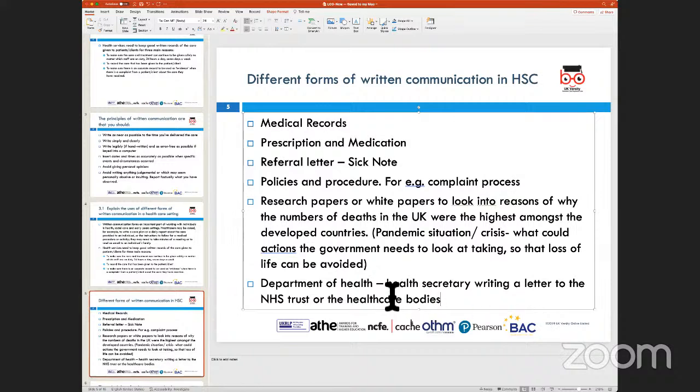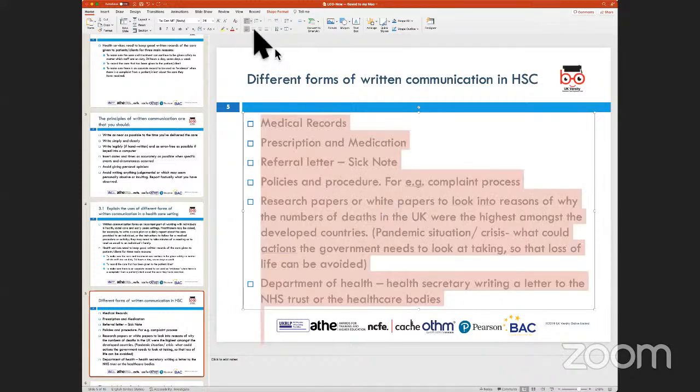And this would be done by the Department of Health in the form of a letter, a notice, or a memo, depending on the reason why they're writing it. But just saying that this is something which is done in the written context in a health and social care setting. If you look at other options, what could be the other areas where you see any sort of communication happening?